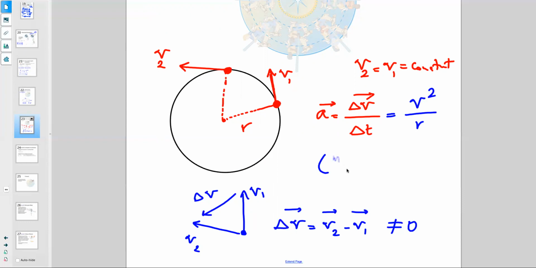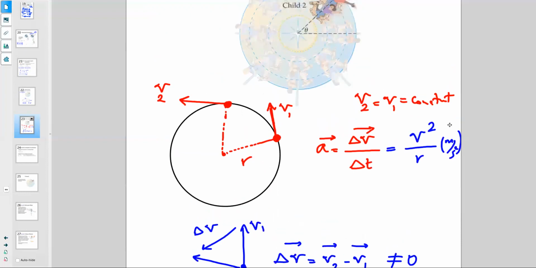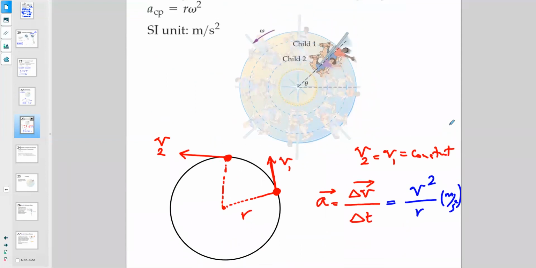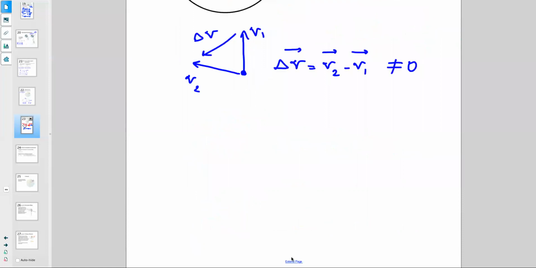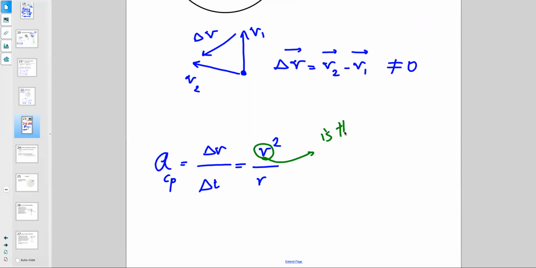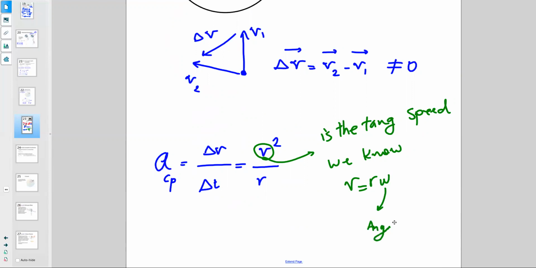And the unit for that was meters per second squared, right? And it's always towards the center. So I understand that the a of cp is delta v over delta t, and it is v squared over r. This v is the same tangential speed from before. And we know that this v is r omega. We know it. This omega is angular velocity.